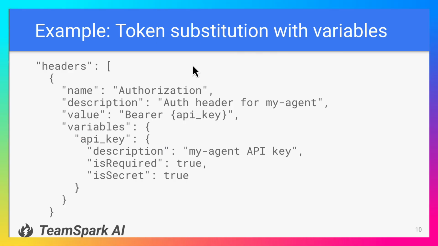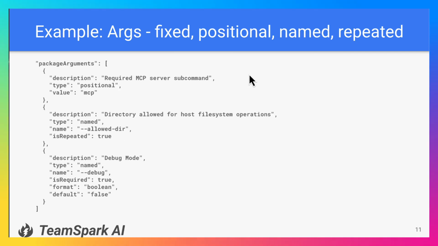That's probably our number one use case. Probably half the servers in the entire registry are going to use this or should use this. So let's go to a different example of a package that we're going to install locally that has a bunch of arguments. So we're going to show you how you use fixed, positional, named, and repeated arguments. So we'll go through just quickly what this looks like in the spec.